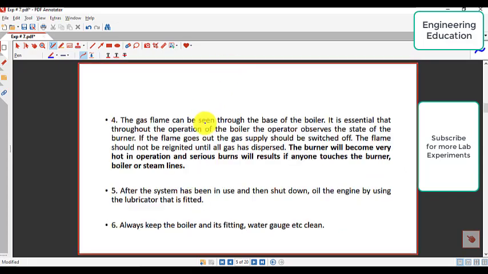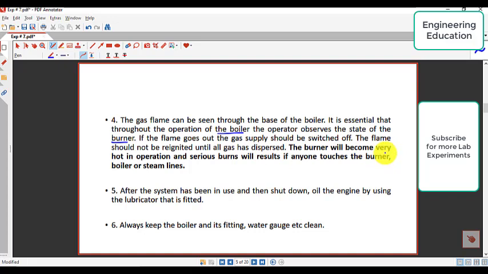Number 4, the gas flame can be seen through the base of the boiler. It is essential that throughout the operation of the boiler, the operator observes the state of the burner. If the flame goes out, the gas supply should be switched off. The flame should not be reignited until all gas has dispersed.